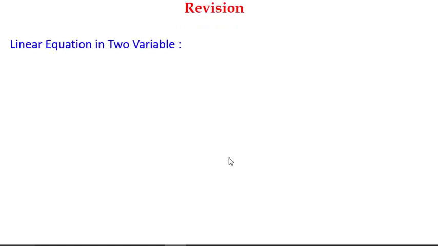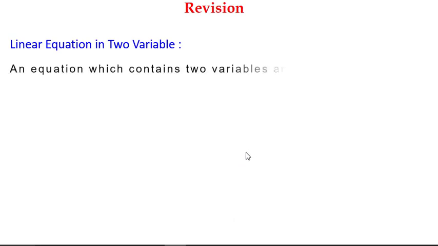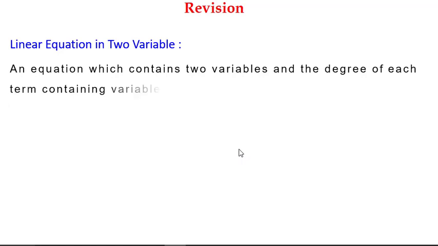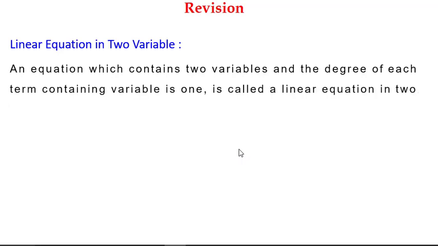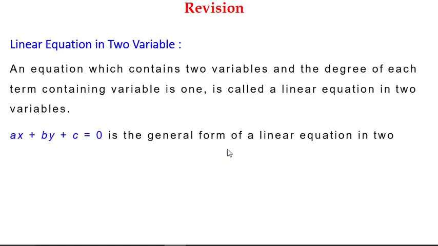Now let us revise what we have done in 9th standard. Linear equation in two variables. So first see the definition. An equation which contains two variables and the degree of each term containing a variable is 1 is called a linear equation in two variables. So there are two variables and the degree of each variable is 1. So it is a linear equation in two variables.